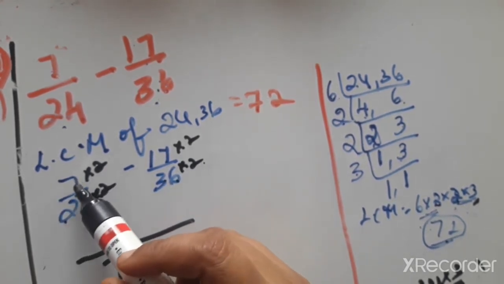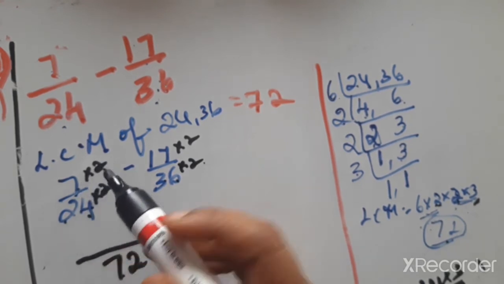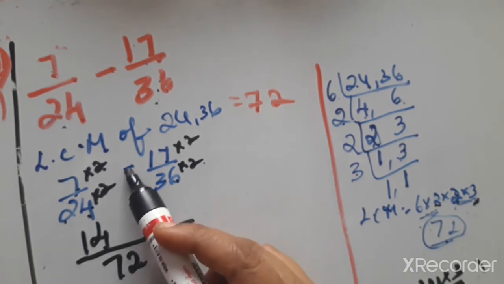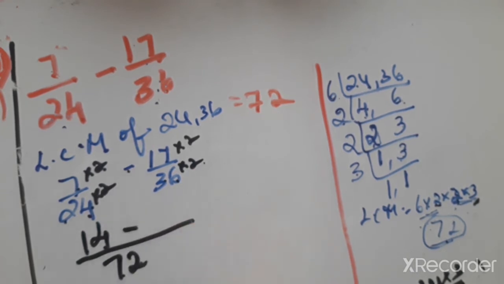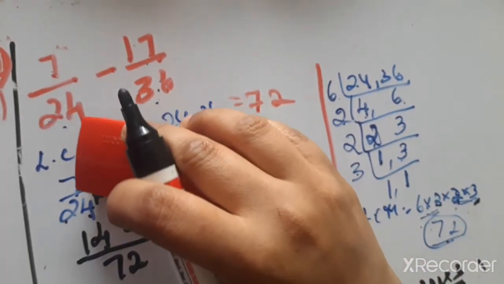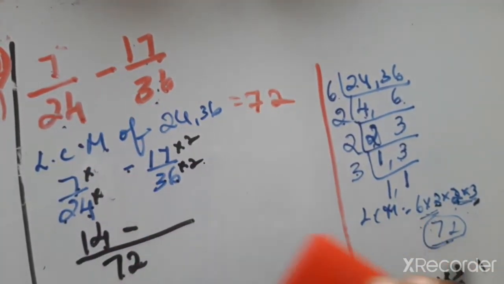Okay. Now multiply the numerator. 7 into 3. 7 3s are 21. And here the minus symbol. Write the same symbol. Minus symbol. Sorry children, 24 3s are 72.